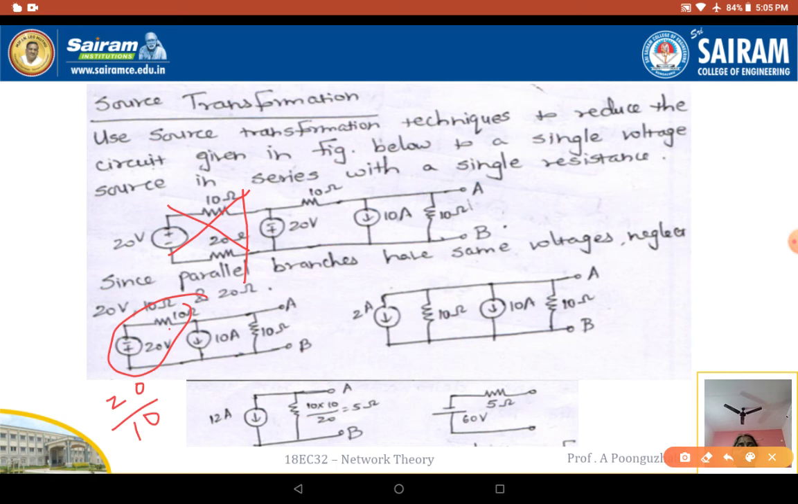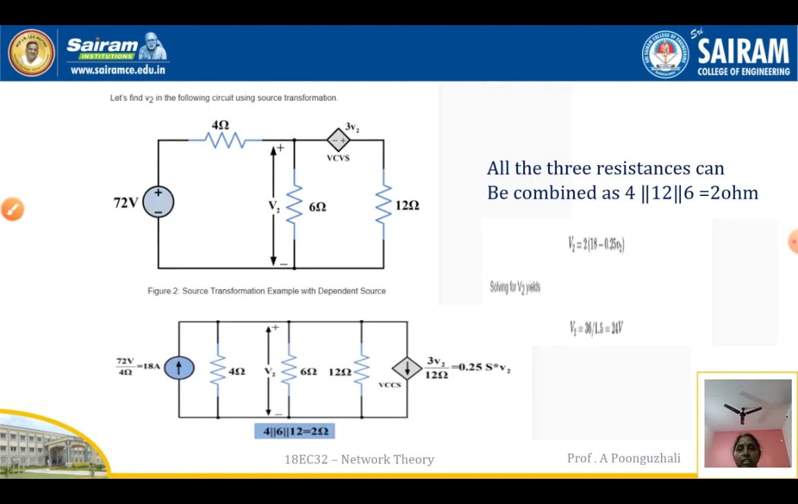In this case, the current direction is the same for both. 2 plus 10 is going to be 12 amps. These two resistances are in parallel, so 10 into 10 divided by 20 is nothing but 5. If I convert it into a voltage source, this is plus and this is minus, so the battery voltage should be plus here and minus here. So 12 into 5, 60 volts in series with your 5 ohm resistor. This is how we are going to simplify the equivalent circuit.